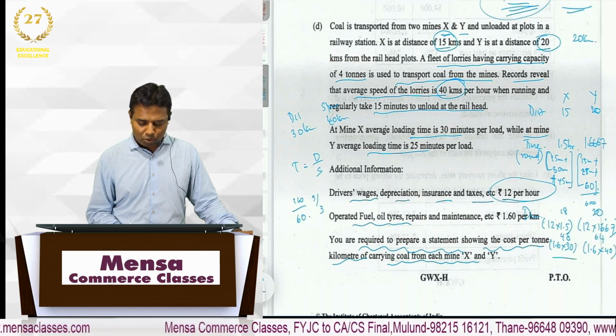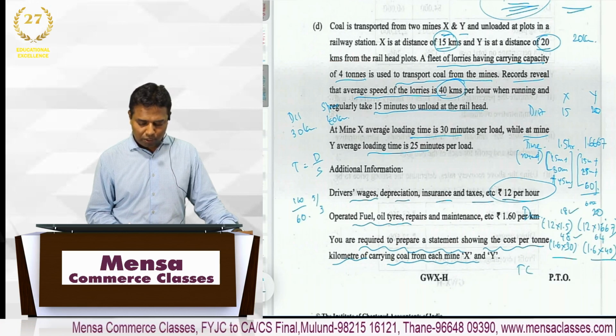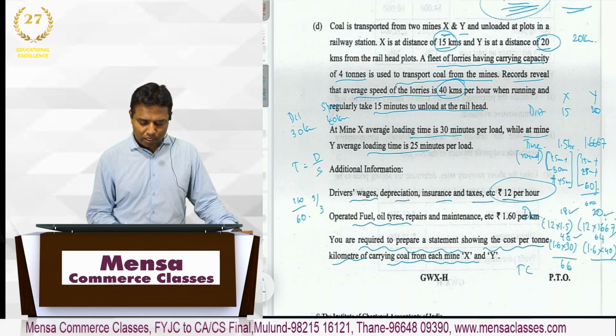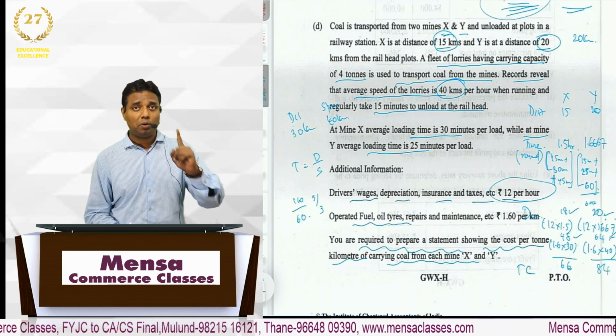So you add up total cost. So total cost is 18 rupees plus 48 rupees, that is 66 rupees. Here 20 plus 64, 84 rupees. So this is the total cost per round trip, right?